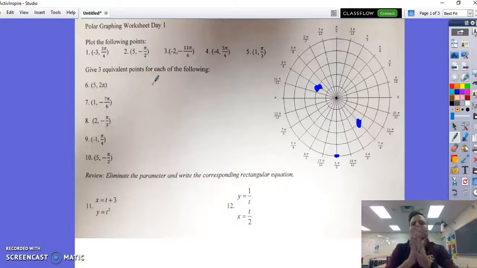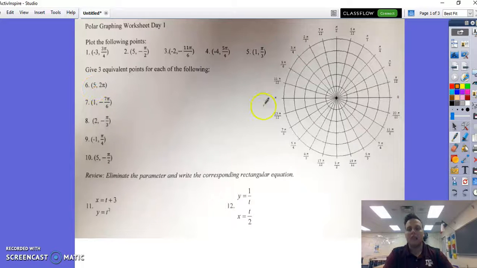Okay, so I kind of touched on that a second ago. But what it wants us to do is just basically think of 3 other ways I could state the same point to land on the same location. So first, you do not have to graph it, but let's graph it just so that we can get an idea of where it's going to land.